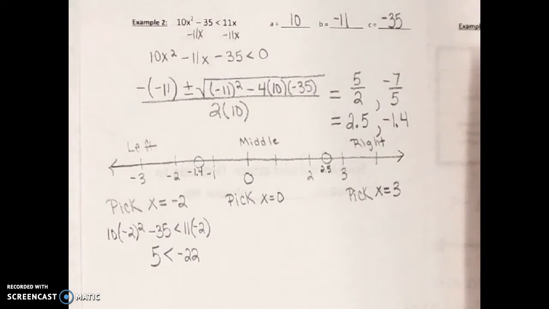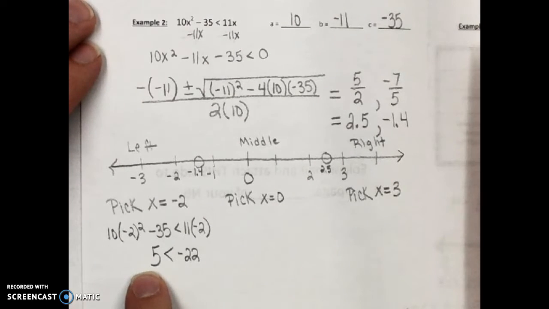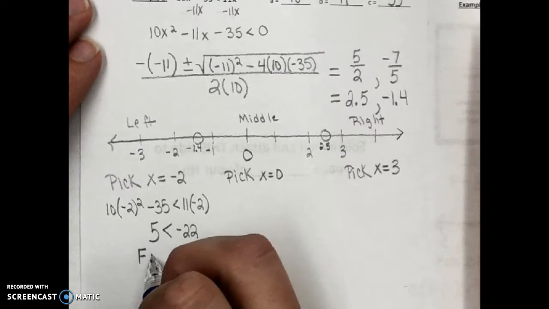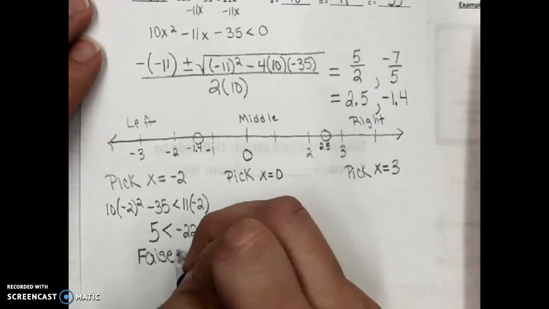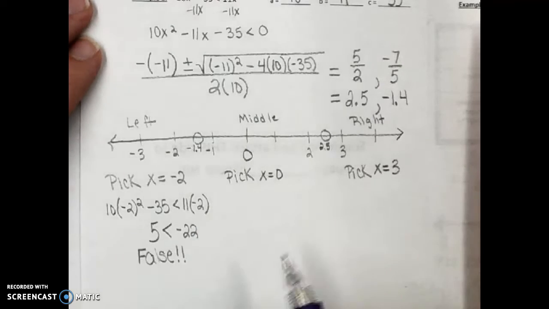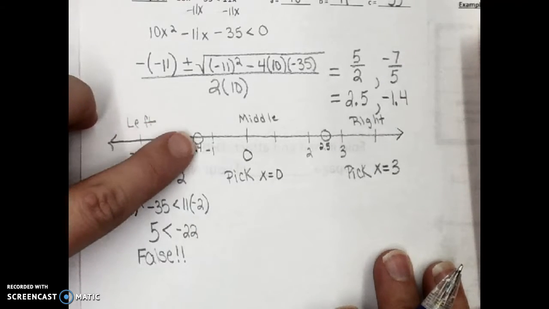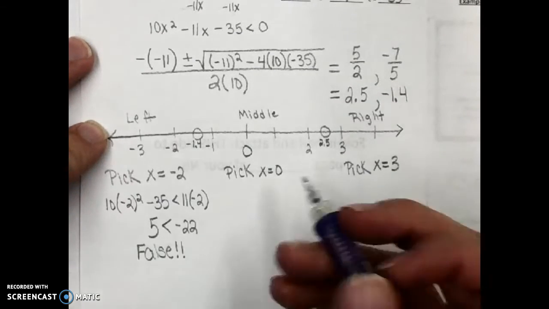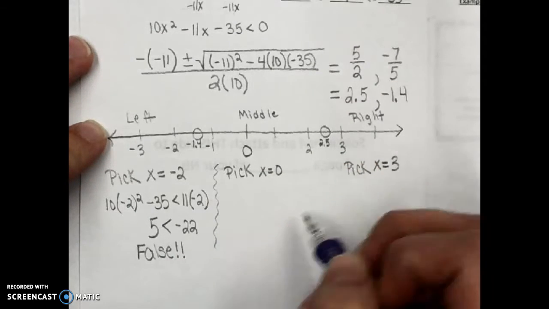Now you need to ask yourself, is it true that 5 is less than -22? The answer is no. That's false. 5 is much bigger than -22. So this is false. And what does that mean? That means you do not shade on the left side. So no shading. Now I'm going to try the middle. I'm going to draw a little squiggle just to separate.